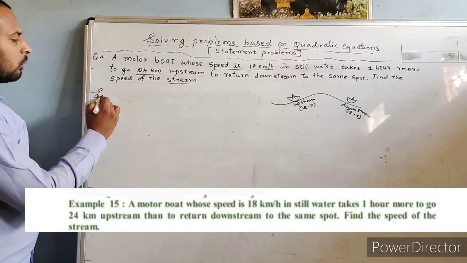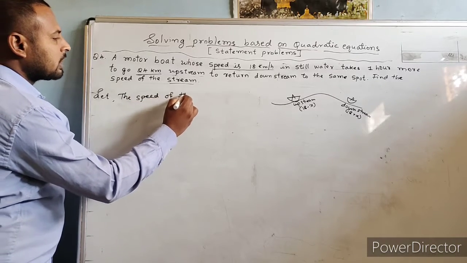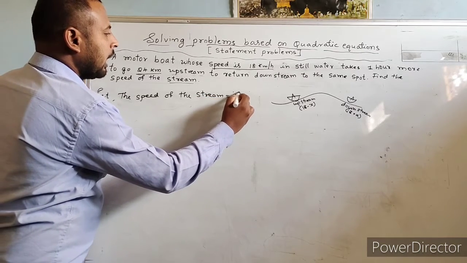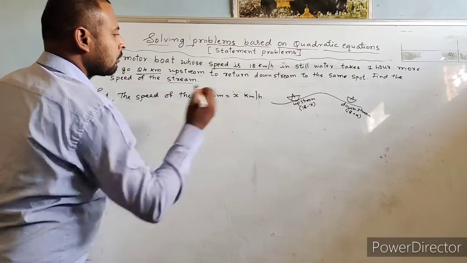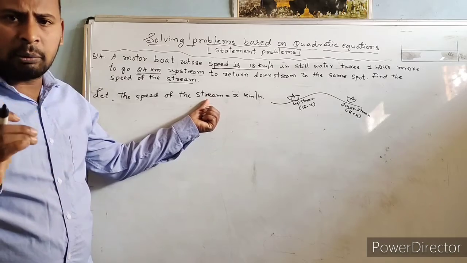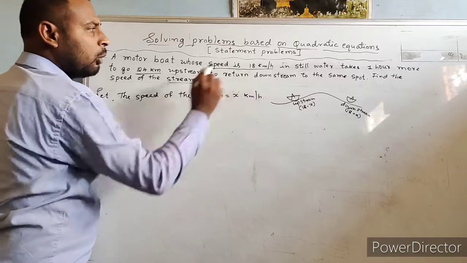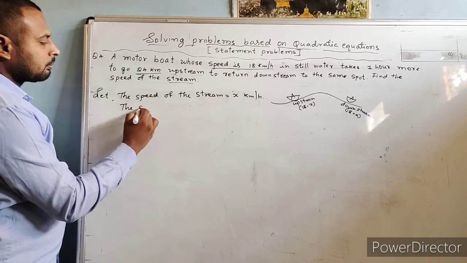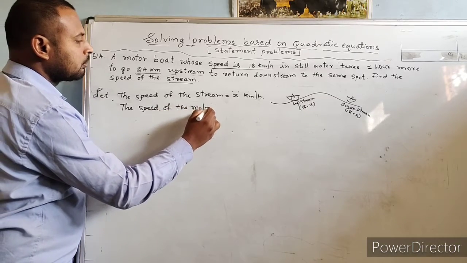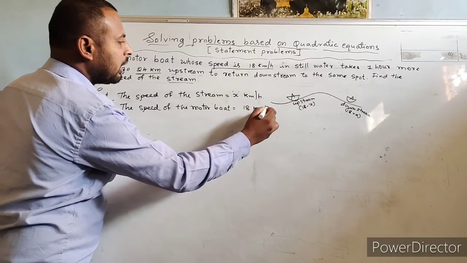Now solution: let us assume the speed of the stream equals x km per hour. Now here the speed of the motorboat is given, so 18 km per hour. The speed of the motorboat equals 18 km per hour. It's given in the problem.